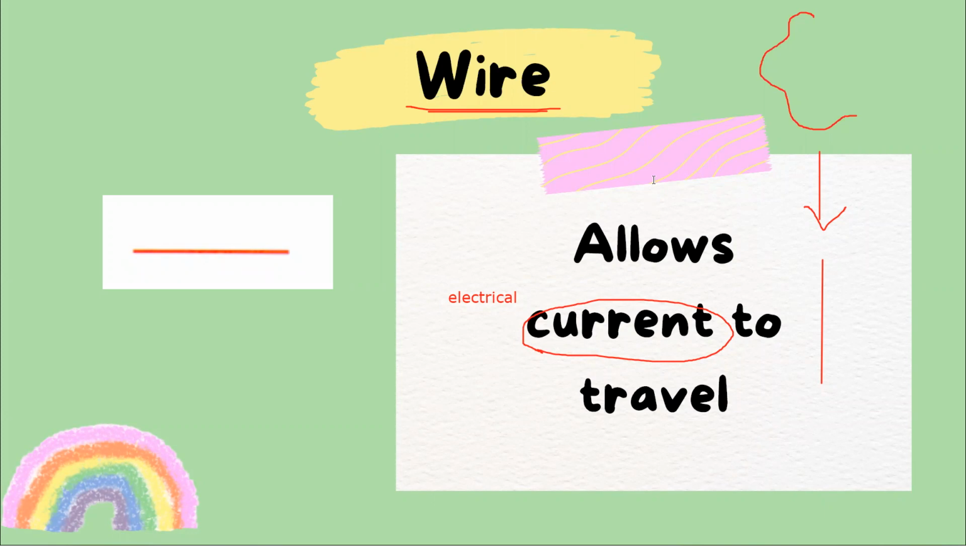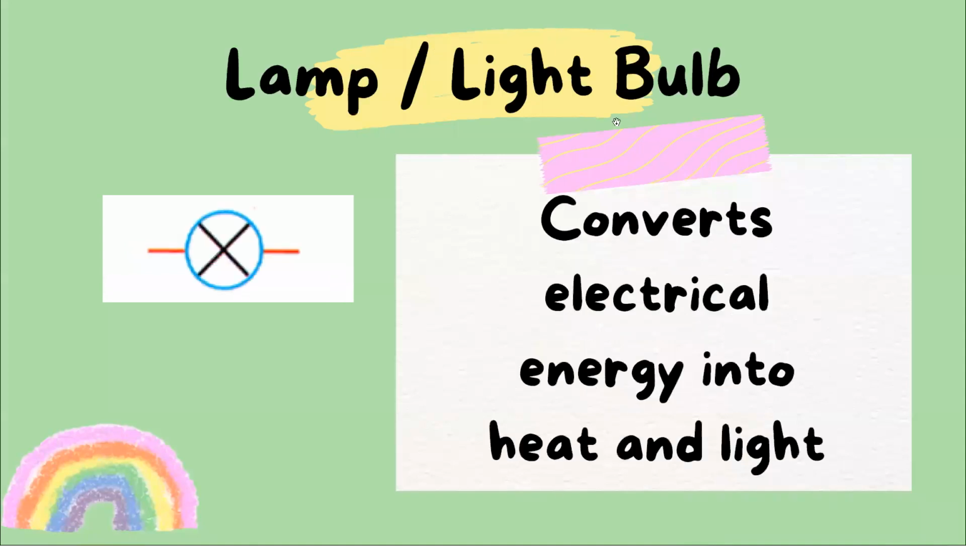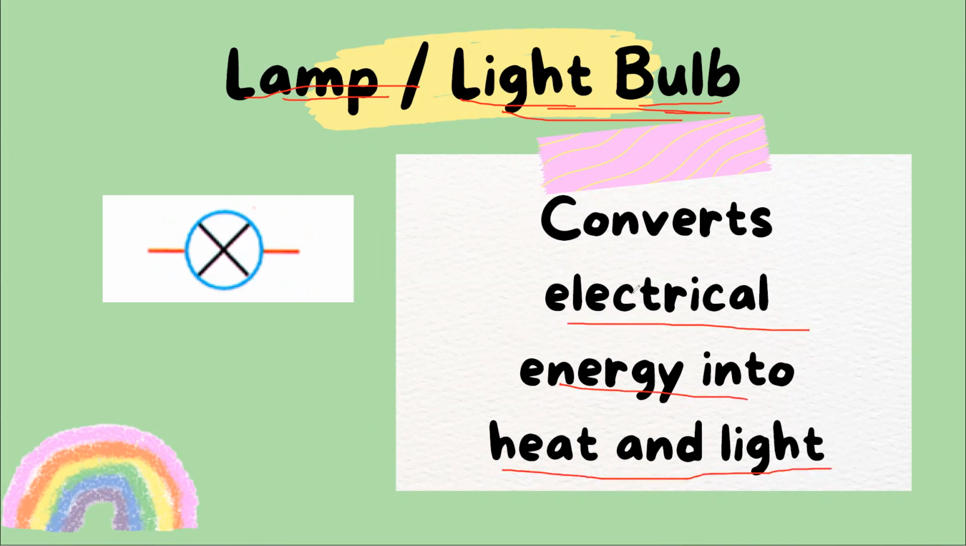Okay, let's go on to the third component. The third component would be the lamp or the light bulb. As I said, you can say lamp, you can say light bulb, you can say bulb, but you cannot say light. It doesn't make sense. The function is to convert electrical energy into heat and light energy.